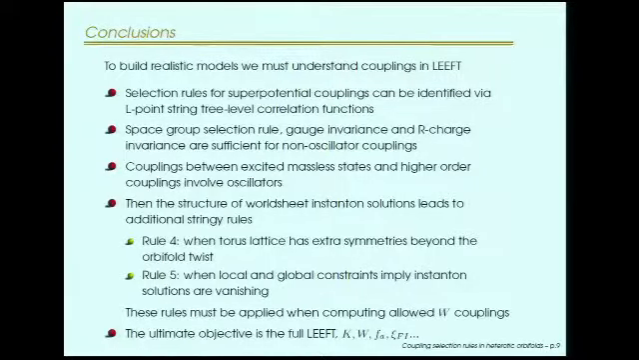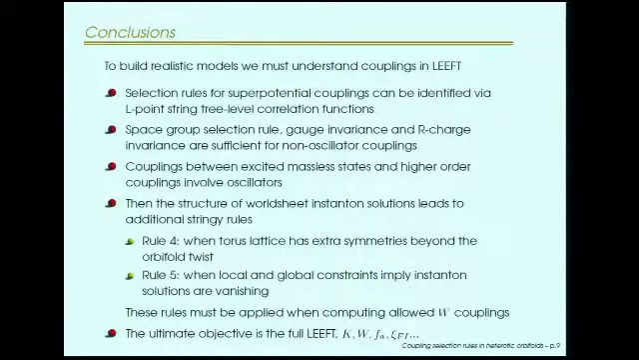But couplings between excited massless states and higher order couplings involve oscillators. Then the structure of the worldsheet instanton solutions leads to additional stringy selection rules. So we have rule 4, which occurs when the torus lattice has extra symmetries beyond the orbifold twist, and rule 5, when local and global constraints imply that the instanton solutions mediating the couplings are vanishing. All of these rules have to be applied when computing allowed superpotential couplings.